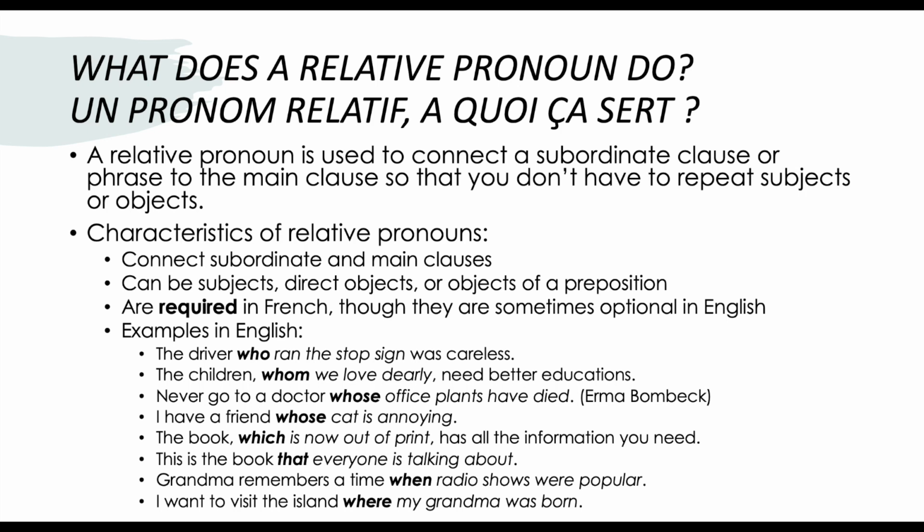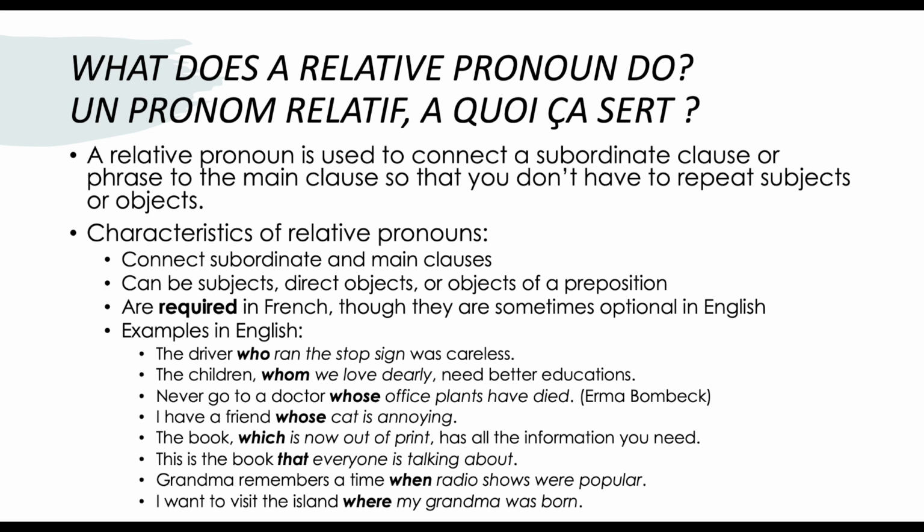So again, a relative pronoun is used to connect a subordinate clause to the main clause, so you don't have to repeat subjects or objects. It's the same idea that we've been talking about with pronouns: to avoid repetition. Some other characteristics of relative pronouns are that they can be subjects, direct objects, or objects of a preposition. And in French, they are required, while sometimes they're optional in English. For example, sometimes we can use that, or other times it may be left out, and the sentence still makes sense.